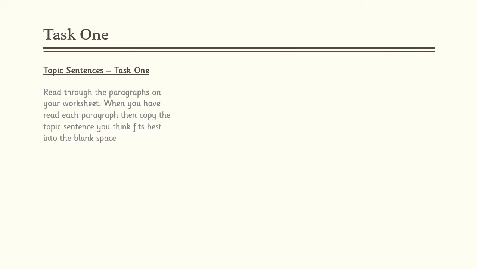So your task, or task 1 on your worksheet, is differentiated. So you've got silver and gold. Silver is slightly easier, gold is slightly harder. It's up to you which one you choose. So for your silver, you need to read through the paragraphs in your worksheet. When you've read each paragraph, then copy the topic sentence you think best fits into the blank space. You need to read the whole paragraph in order to get the best fit.